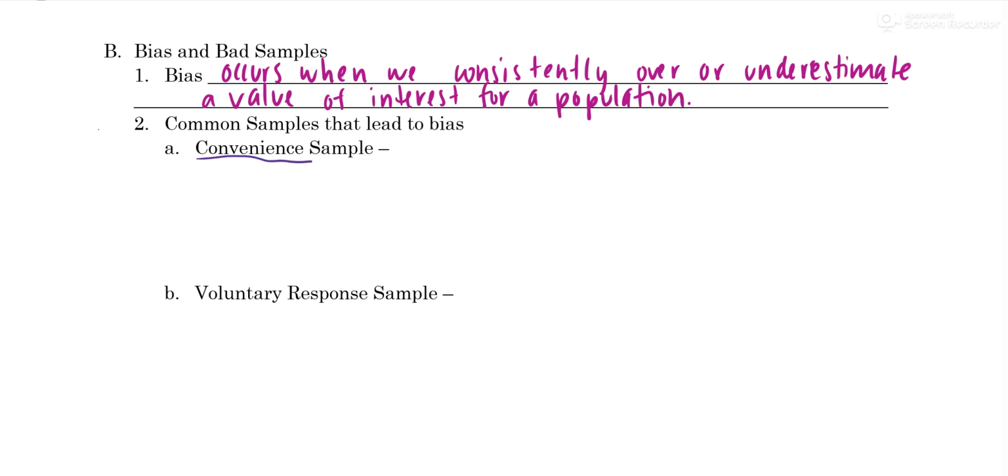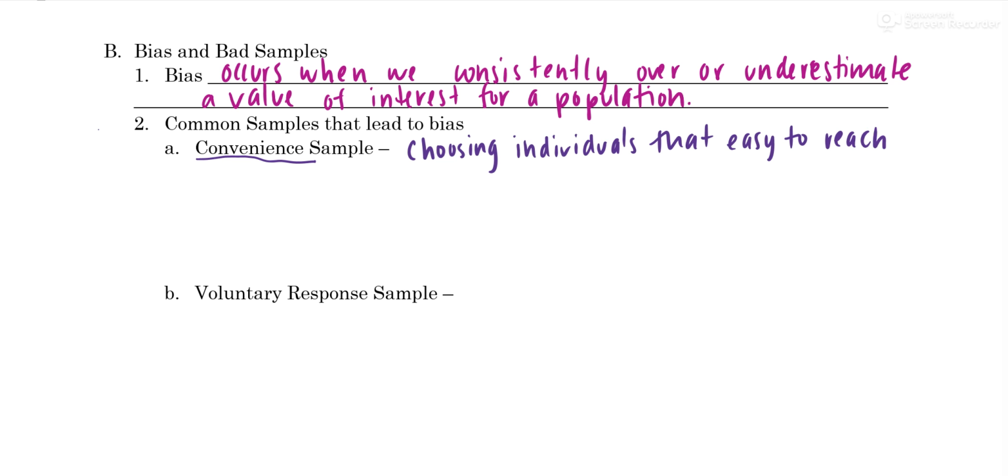Sorry, lots of talking. It's called a convenience sample, and it's exactly what it sounds like. It's a sample that is convenient to take. And so a convenience sample consists of choosing individuals that are easy to reach. And for me, I teach these 5 classes. These are the easiest people to get a hold of because they literally are in my classroom. So that's what I did. I went ahead and took a convenience sample. And of course, I'm going to end up with a bias.